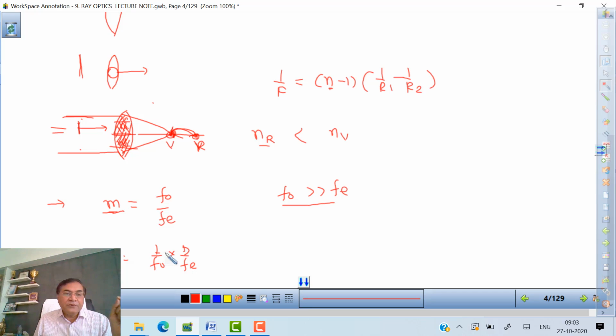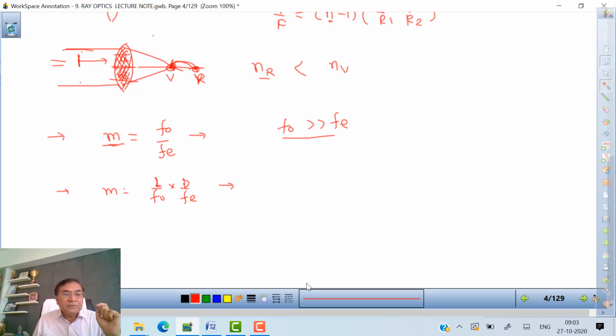L upon FO into D upon FE, where L is the distance between the focal point of the objective lens and the focal point of the eyepiece. D is the near point distance, almost 25 centimeter. F on FE, as you know. This is for microscope and this is for telescope.